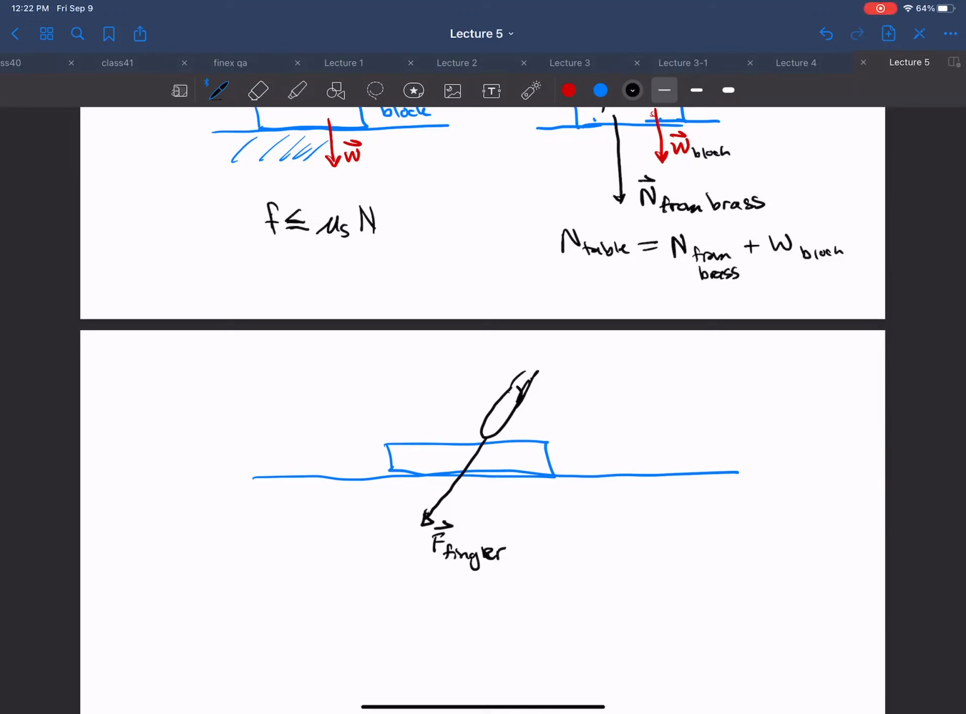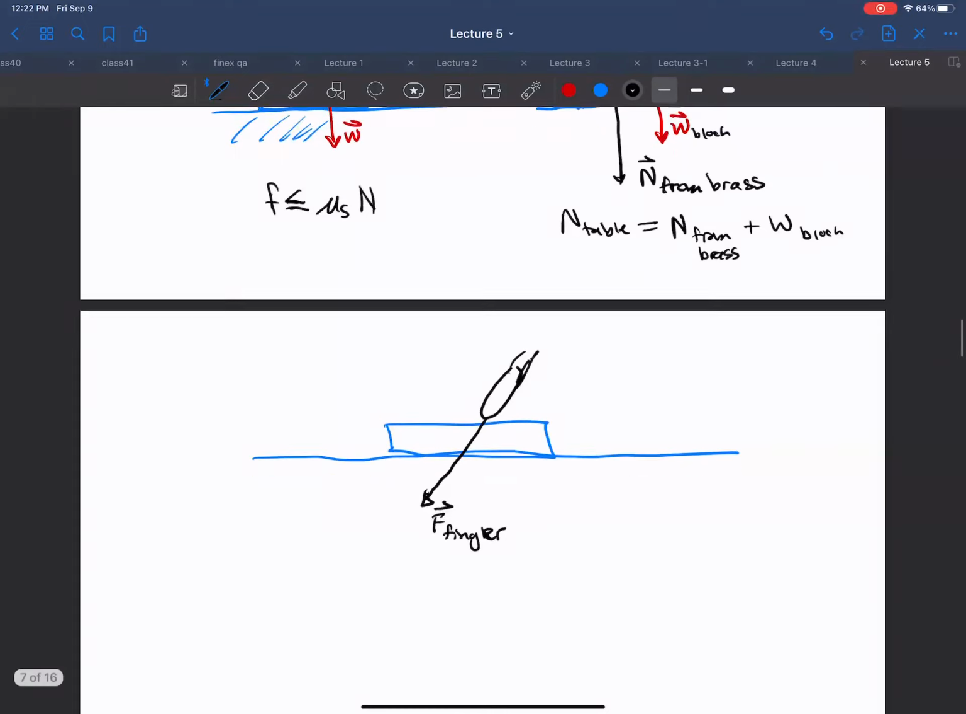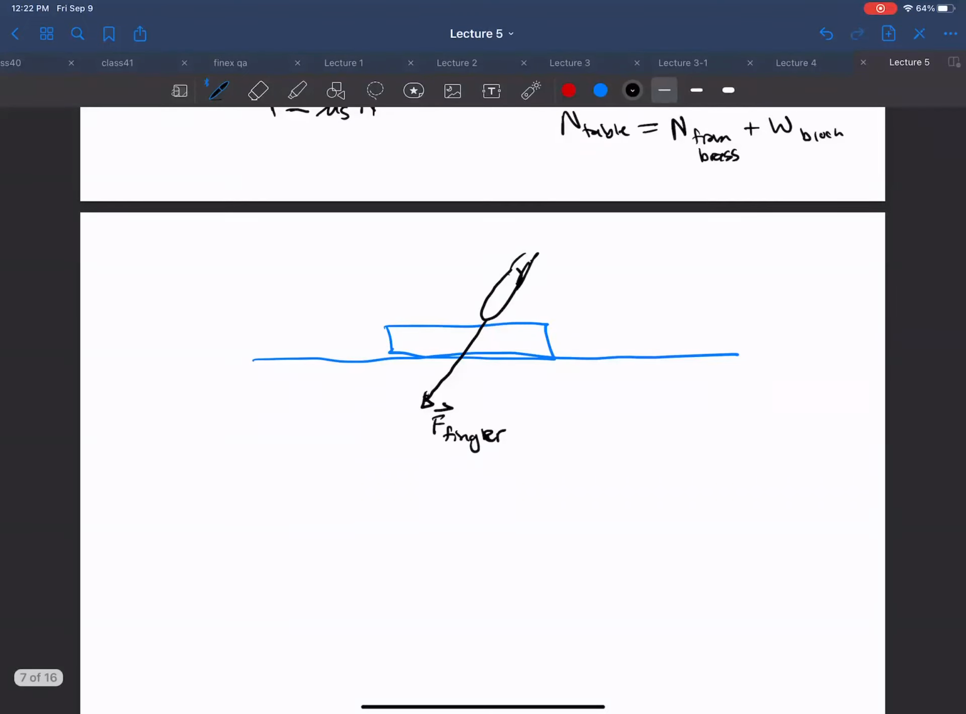Okay, Sadie, walk me through it, please. Okay, so I could resolve this into components. So let's call this component F finger sub Y, and this one is F finger X.